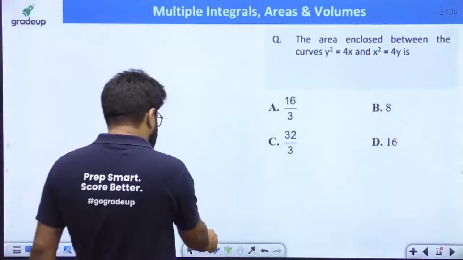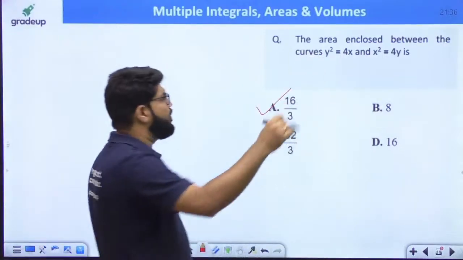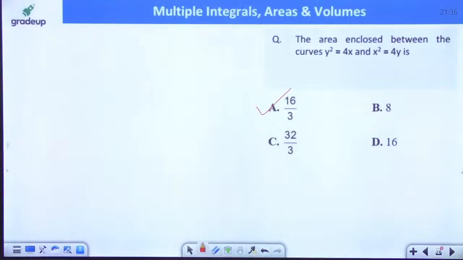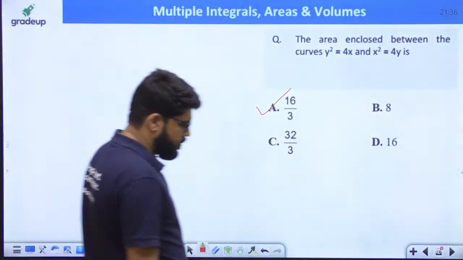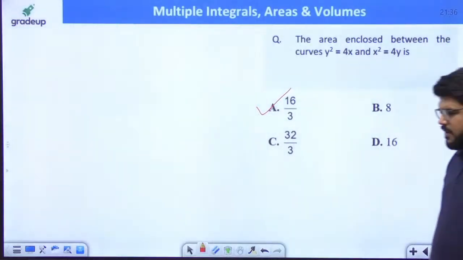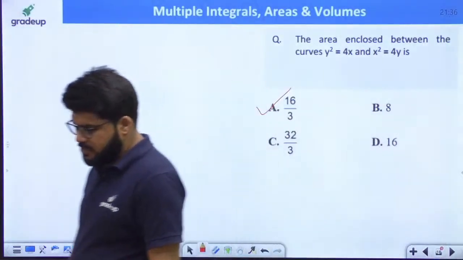And this is one of the very common questions from the area, that is the area between these two parabolas. 16 by 3 is the final answer, option number A.